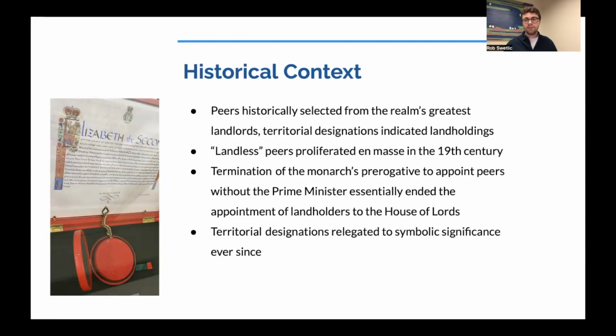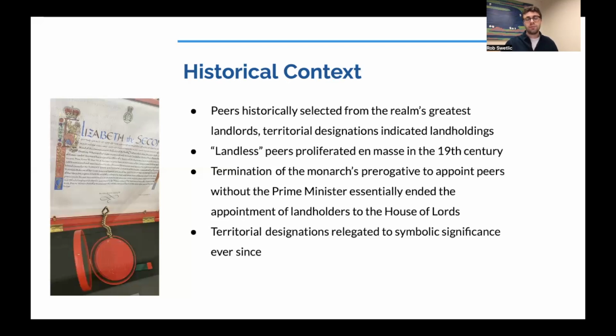The historical significance of peerages and the evolution of the nobility is well documented, specifically by historian Michael McCahill, who authored The Changing Character of British Nobility for the English Historical Review in the 1980s. McCahill identifies that peerages were historically given to the realm's great landlords, and territorial designations indicated landholdings on behalf of the recipient. This began to change, of course, in the 19th century.